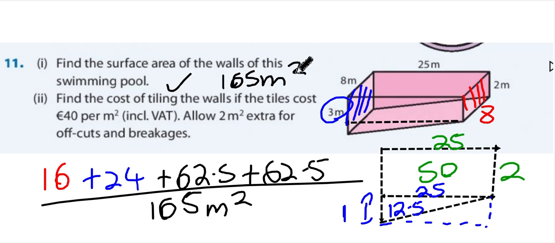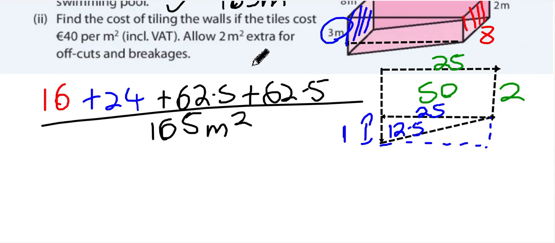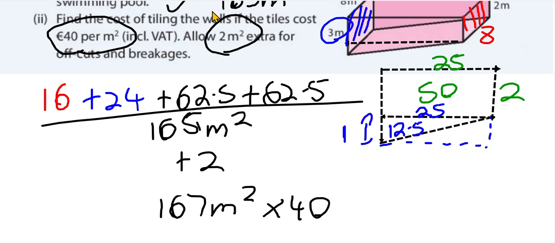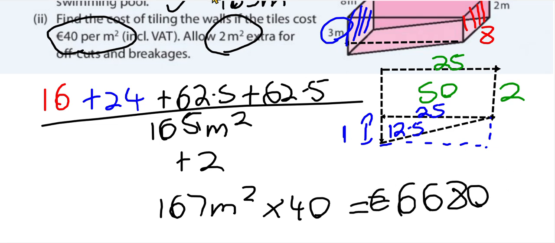Now what about the next part then? The cost of tiling the walls costs €40 per meter squared, and then allow an extra 2 for offcuts. So what do I have to do to the 165? Add on another 2, and then I have to multiply the answer by 40. That's an expensive job, isn't it? 6,000 euro. Most.